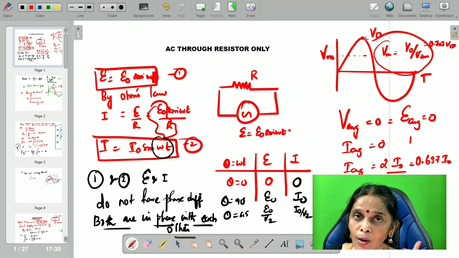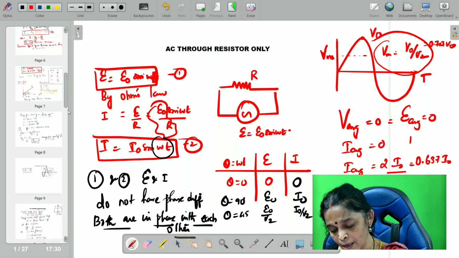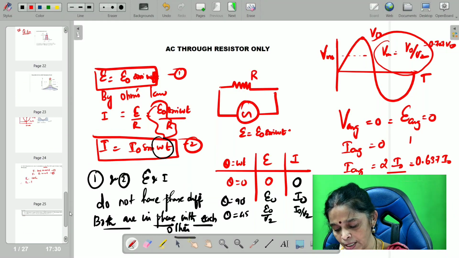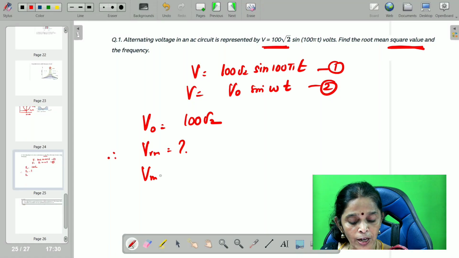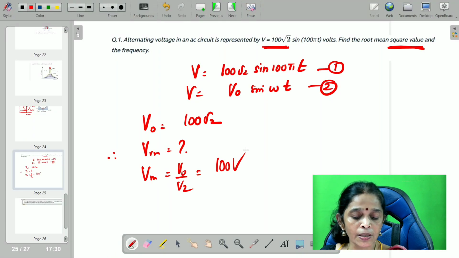Same thing here, come back. VRMS is equal to V naught by root 2. So what is V naught by root 2? 100 volts, that's all. We found VRMS.